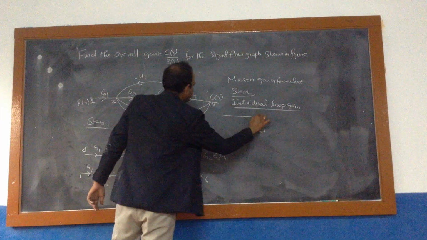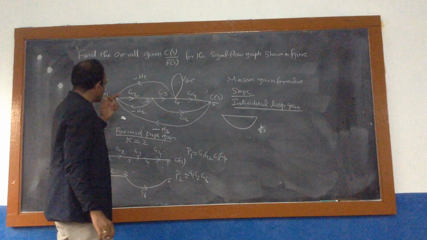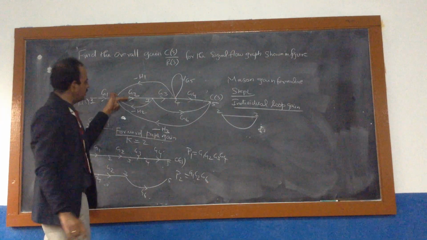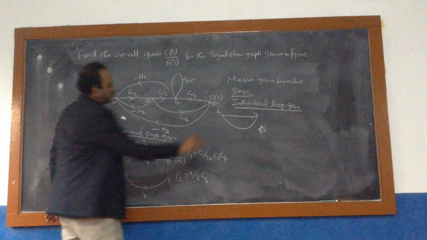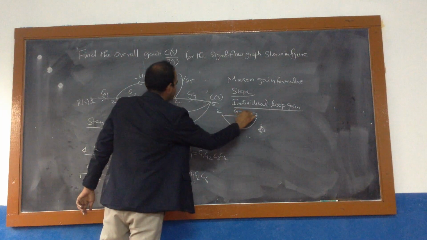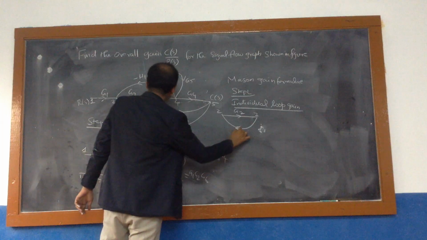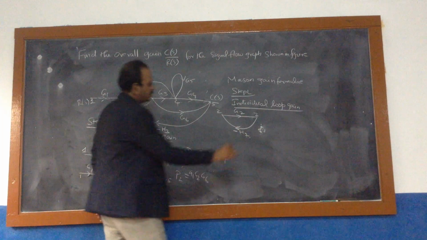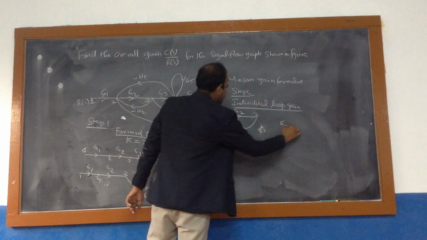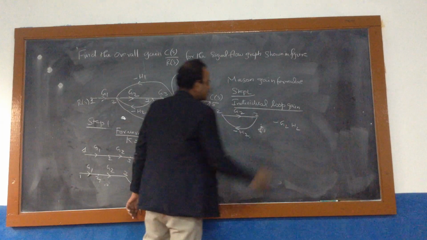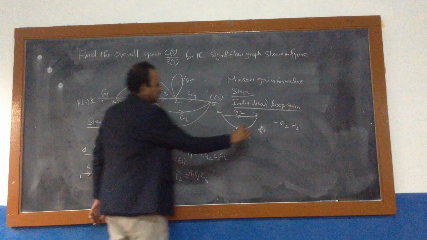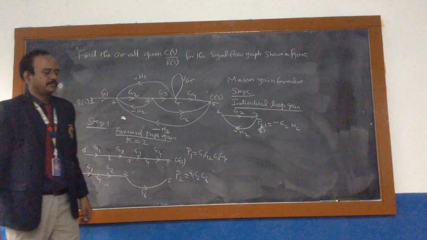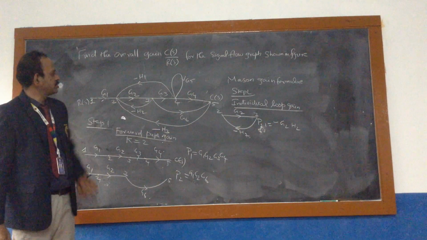Whenever we draw the individual loops, just mark the nodes also, it will be easy to find the next step. So 2 to 3, the forward path gain is G2, the feedback is minus H2. This is the first individual loop. The corresponding gain, just multiply both, is minus G2 H2. I am going to mention this as P11, P1 as the first individual loop.